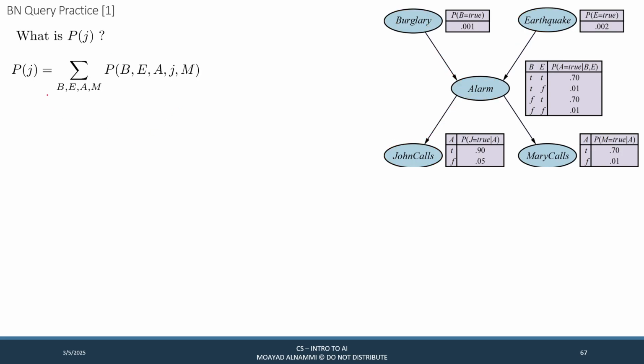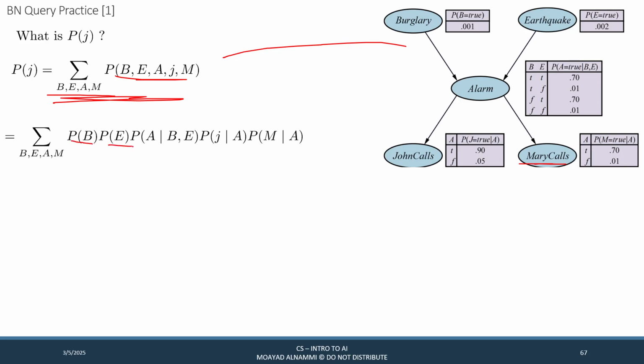So if you sum over all the hidden variables, including M, this is what it looks like. Then you need to break down the joint using the Bayesian network. This is the probability of B times the probability of E times the probability of A given B and E times the probability of J given A times the probability of M given A. You need to do the summation over all settings of these hidden variables.